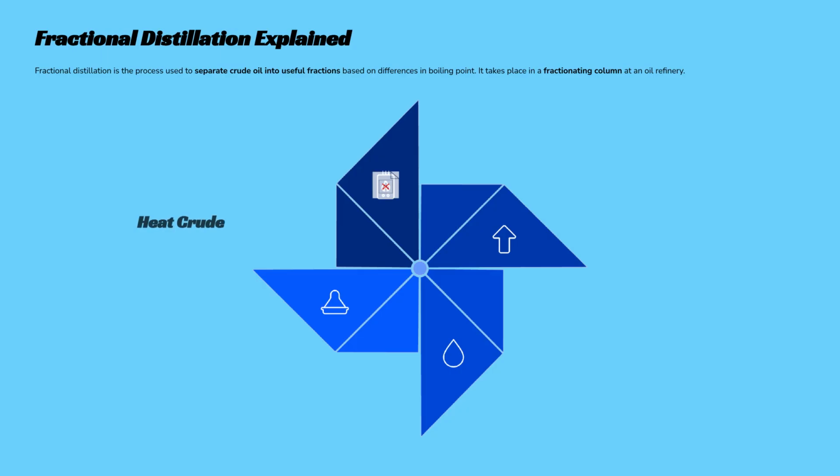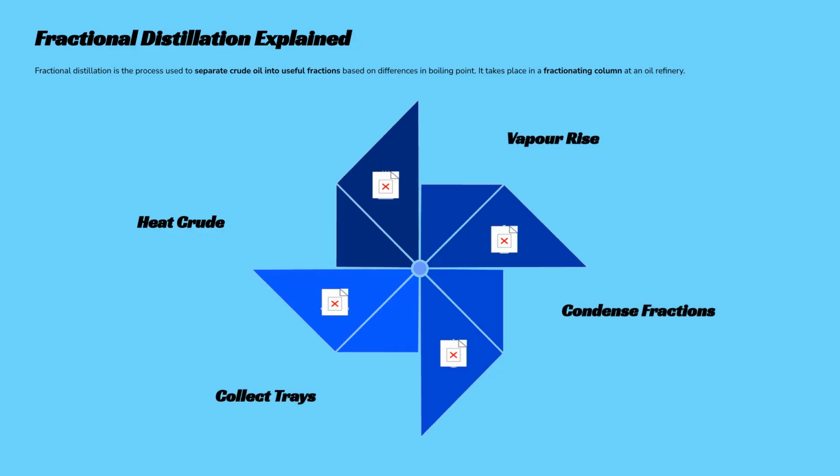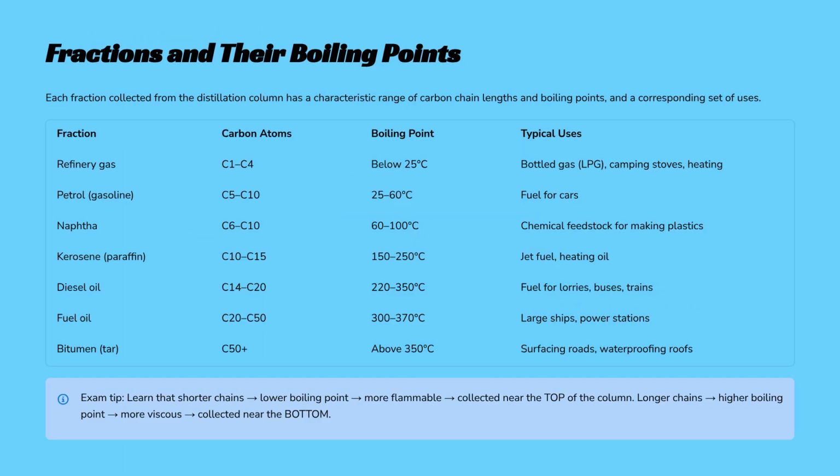The process involves heating the crude oil. The resulting vapor rises. Fractions condense at different levels and are then collected in trays. The shorter chains rise higher before condensing. This table outlines the key fractions, their carbon chain lengths, boiling points, and typical uses. Remember that shorter chains have lower boiling points and are more flammable, collected at the top of the column. Longer chains have higher boiling points, are more viscous, and are collected near the bottom.